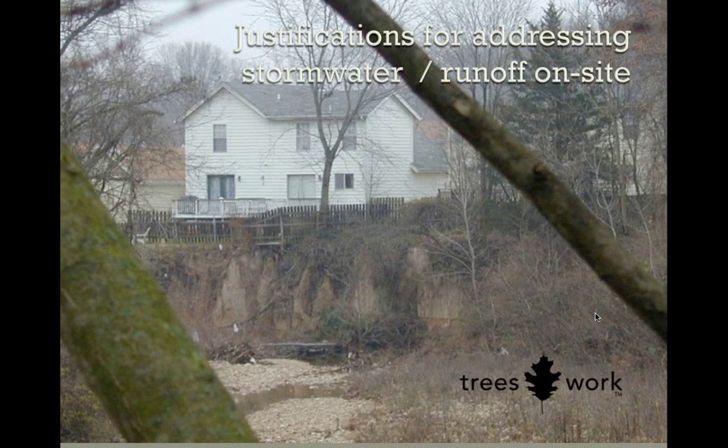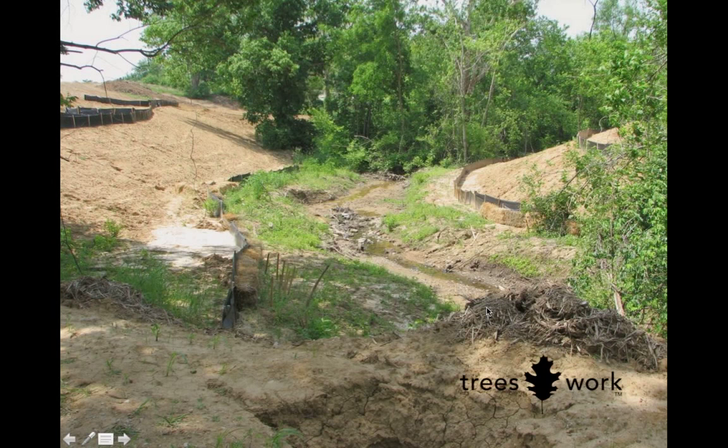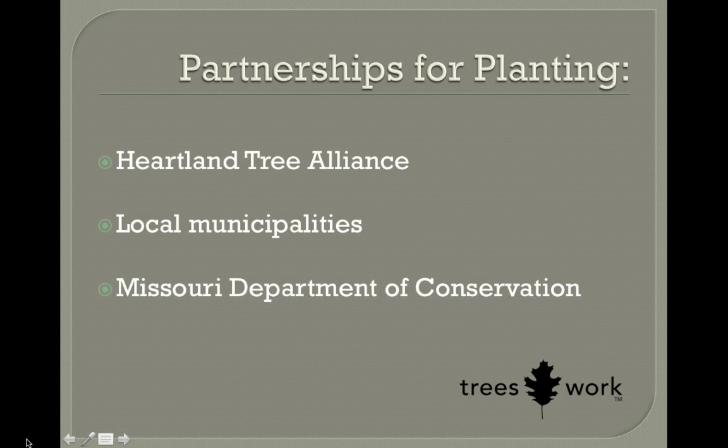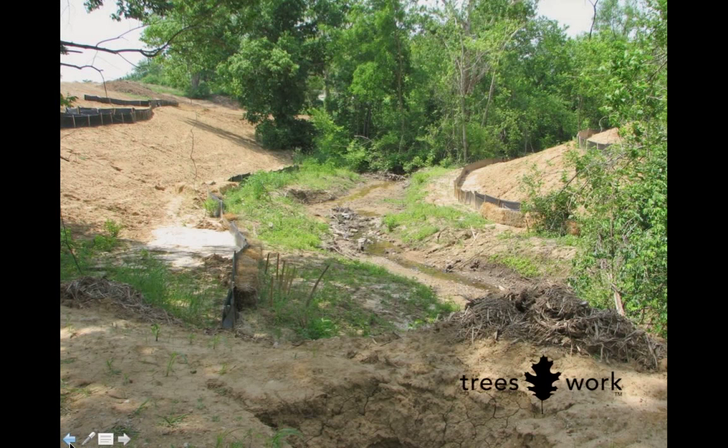Okay. Wonderful. We're here to discuss planting wooded riparian buffers. And in the Kansas City metro area, which is a two-state area of Kansas and Missouri, on our side of the state line, we have three players: our nonprofit tree organization, Heartland Tree Alliance, which is a program of Bridging the Gap, our environmental nonprofit umbrella organization in the metro area, the local municipalities, and the Missouri Department of Conservation.